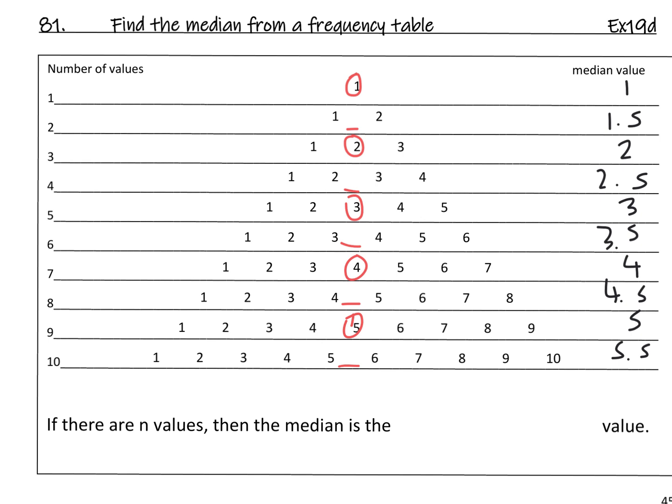Anyway, there's a way to get from 10 to 5.5. If you get 10 and you add 1, that will get you 11, and half it, that gets you 5.5. How do we get from 9 to 5? If we have 9 and we add 1, we get 10, and half it, we get 5. So we get the number of values. I'm going to call the number of values n. We get the number of values, we add 1 to it, and then we half it. And that will give us the value.